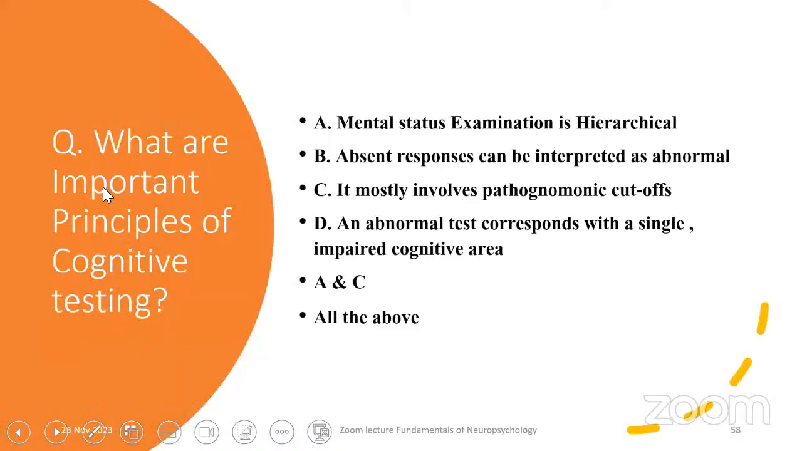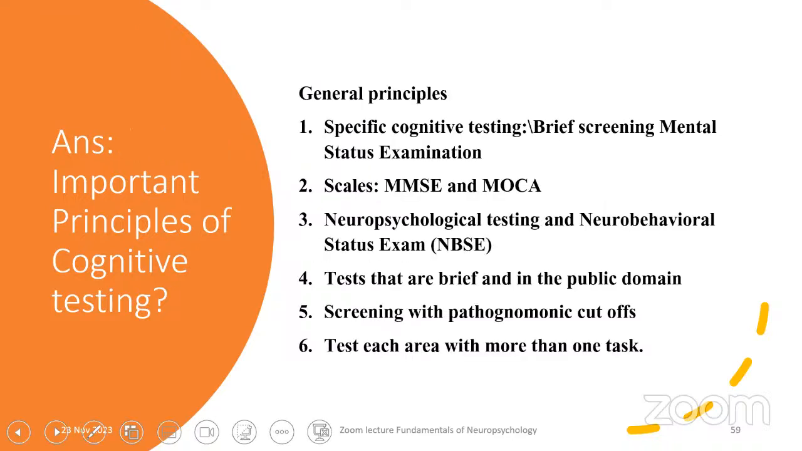Now, what are the important principles of cognitive testing? The mental status examination is hierarchical. Absent responses can be interpreted as abnormal. It mostly involves pathognomonic cutoffs. An abnormal test corresponds with a single impaired cognitive area: A and C above, or all of the above. I don't have time to ask and elicit the answer, so I can tell the general principles now.